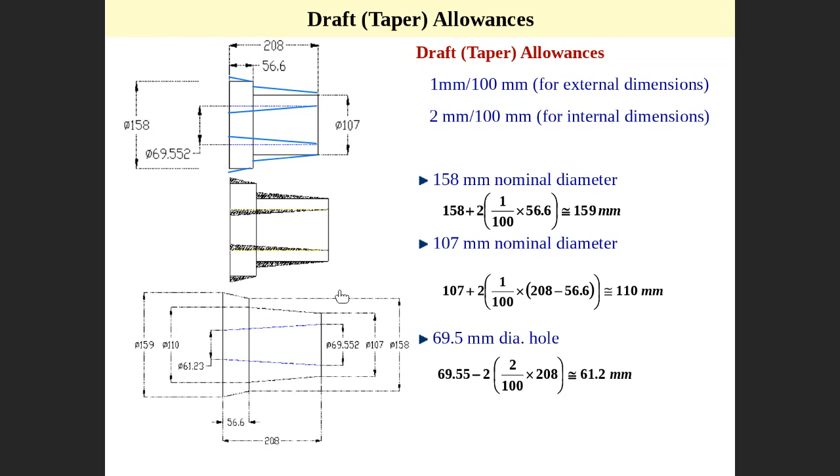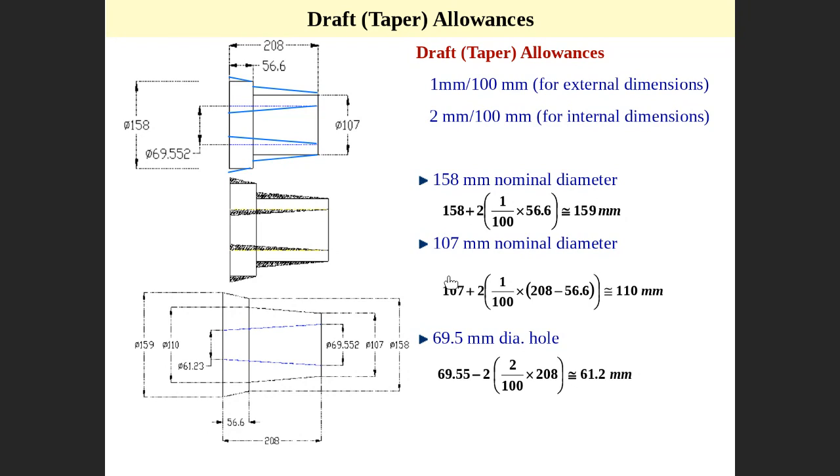This is the final dimension. This is actually the pattern dimension. The pattern is what you manufacture to create the cavity in the mold. So this is the pattern dimension after you added the machining allowance, shrinkage allowance, and draft allowance. This is the one used to create the cavity in the mold.